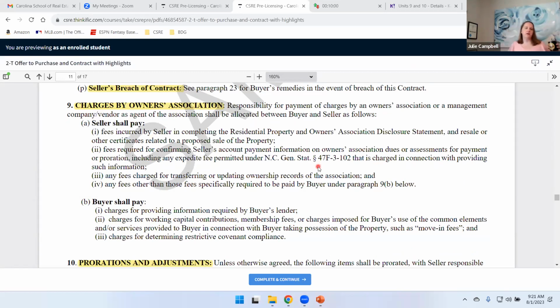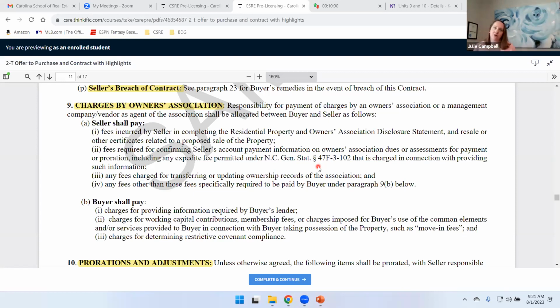Provision 9 are charges by an owners association. This just kind of breaks down. Owners associations are going to have fees. Because you guys think about it, we're transferring owners in the owners association. So there's like admin paperwork involved, right? I don't know how big the process is, and I don't know how long it takes them to go into the system and switch it out, but it's got to be done. So HOAs will often charge fees for making that change. And this just spells out what the parties agree that their responsibilities are.